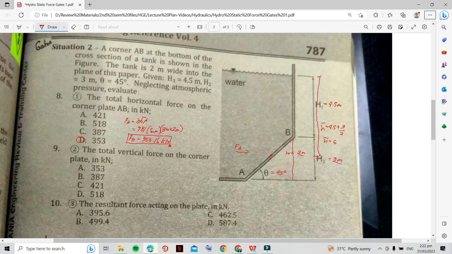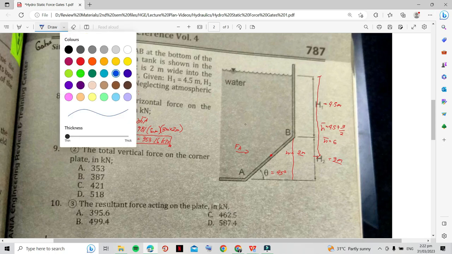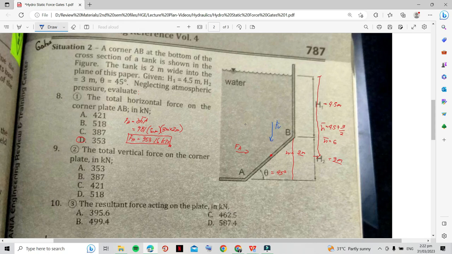The second question is the total vertical force on the corner plate. So the vertical force is this. The vertical force formula is equal to gamma of the liquid times the volume of the liquid on top of the plate. So this is the volume considered. All the weight of the water on the top should concentrate in this vertical force. So solving, vertical force is equal to 9.81 kilonewton per meter cube multiplied by the volume.